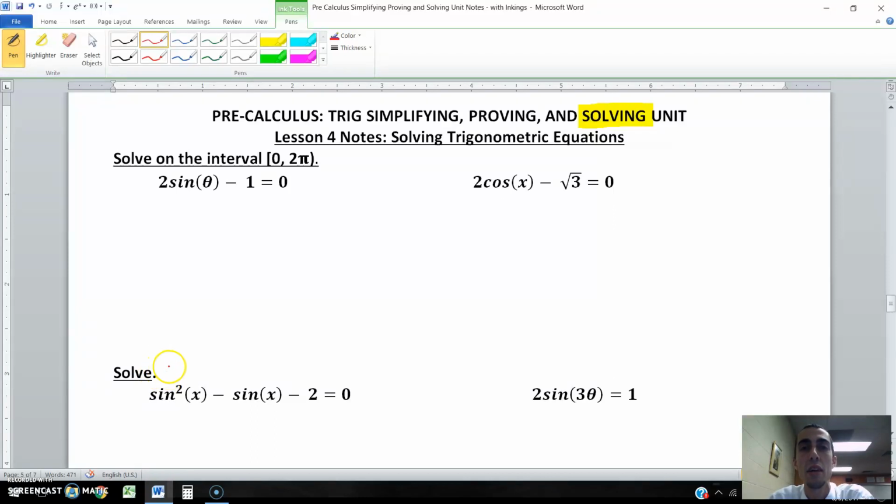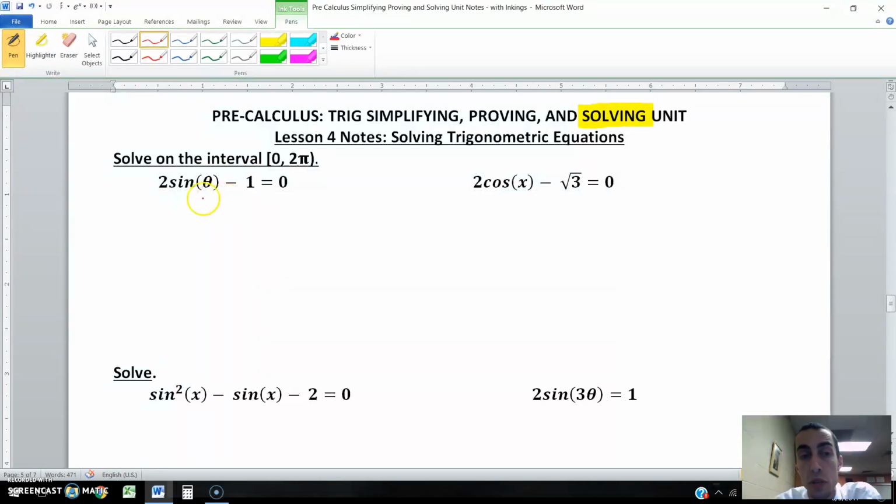Hello again. Today we're starting the solving part of our unit here. The directions say solve on the interval from 0 to 2 pi. Now remember, when we have directions that say solve, it means find the number or numbers which, when put in place of our variable, makes the equation true. So, which angles will make this equation true?